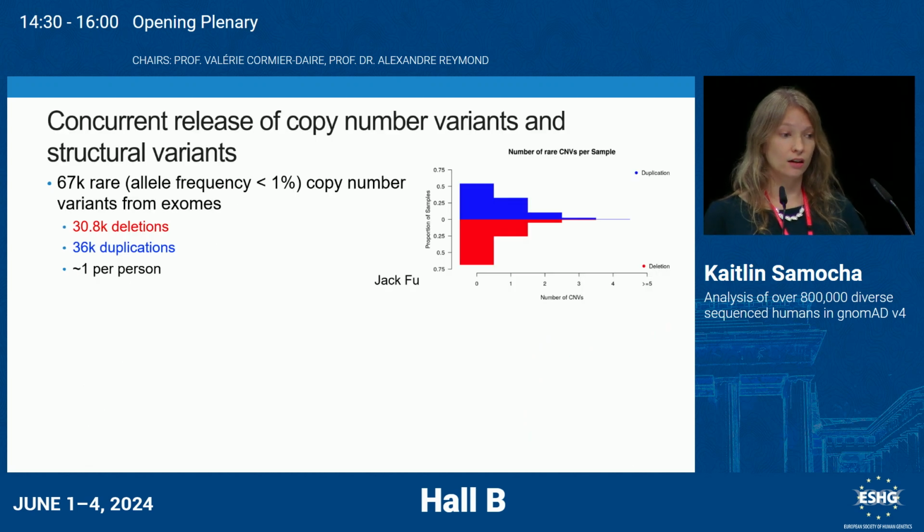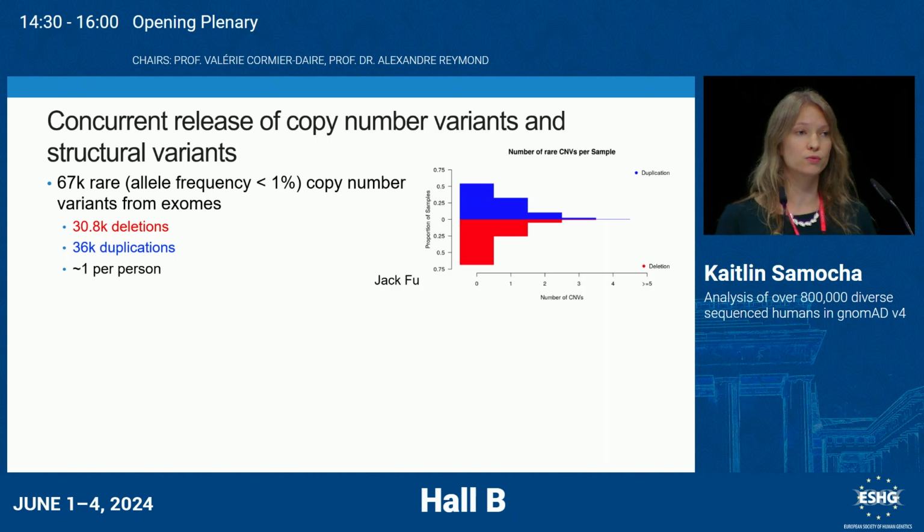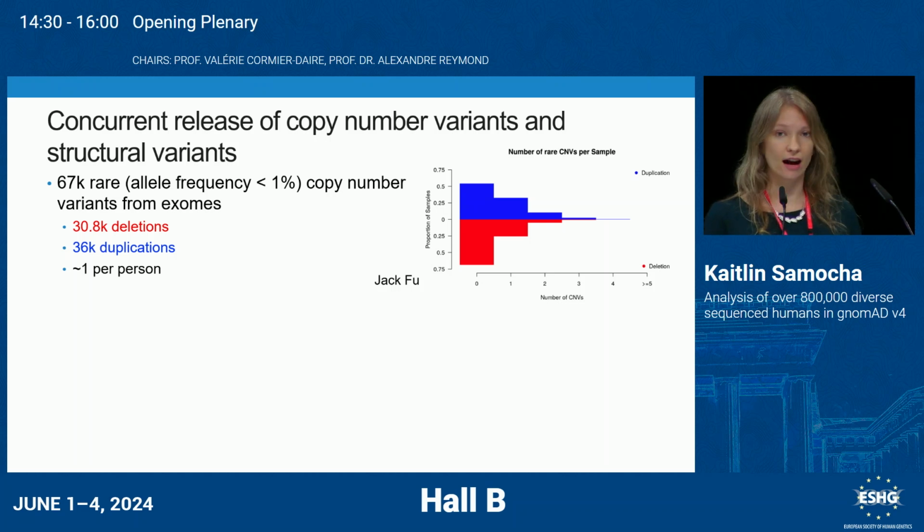We did, again, concurrently release copy number variants and structural variants. The data set includes roughly 67,000 rare copy number variants from the exomes. This is a site frequency of less than 1%, which is done for quality control purposes, and works out to about 31,000 deletions and 36,000 duplications, about 1 per person. This is work from Jack Fu. And so that means you have about 1 gene disrupted per person from these rare exonic CNVs.